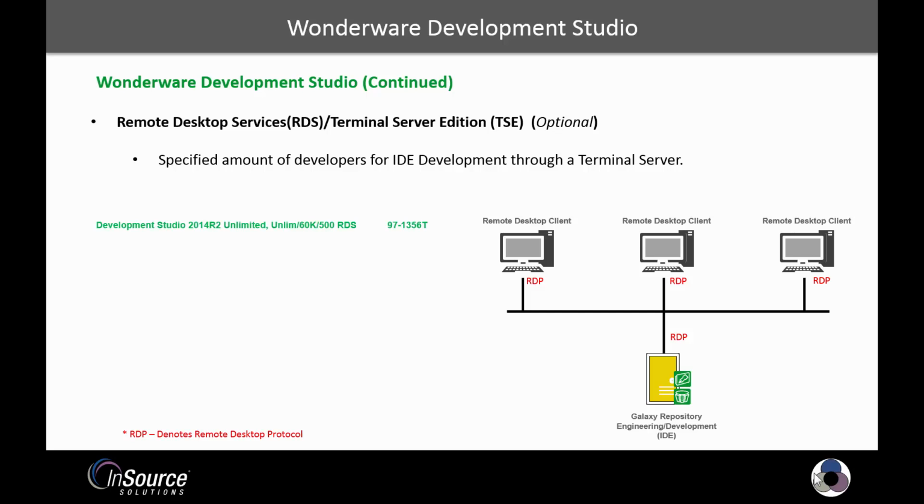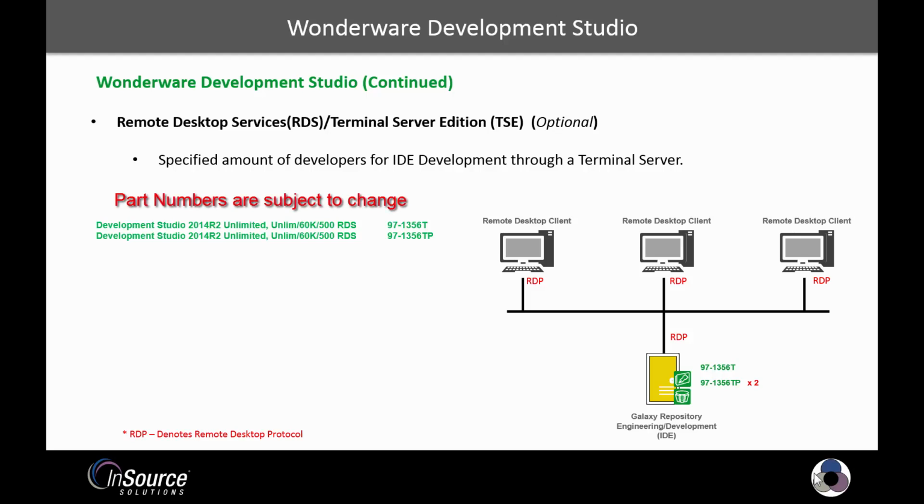This is how the part number is laid out. We have the first part number, which is 97-1356T. This is the actual software license that will go onto that development station. It comes with 1 user. Any additional users that we're going to set up to be developers as well need to have a TP license. So in this scenario, the very first one will have a T license for 1 user, and the additional users will have up to 2 TP licenses.